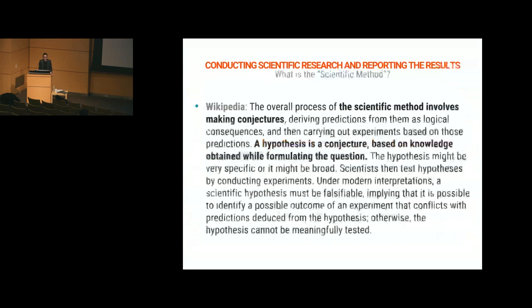The scientific method is defined as a method that involves making conjectures. A hypothesis is a conjecture based on knowledge obtained while formulating the question. The hypothesis might be very specific or it might be broad. Scientists then test hypotheses by conducting experiments. A scientific hypothesis must be falsifiable, implying that it is possible to identify a possible outcome of an experiment that conflicts with predictions deduced from the hypothesis. Otherwise, the hypothesis cannot be meaningful.